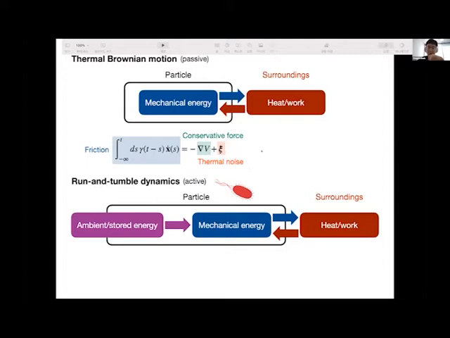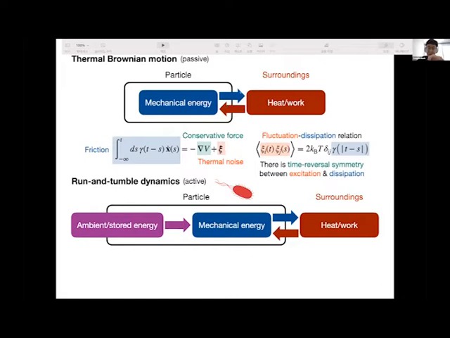The symmetry between these two directions of energy flow is mathematically represented by this fluctuation-dissipation relation. When you calculate the two-point correlation of the thermal noise, you will see that it is connected to the friction kernel multiplied by temperature. So the fluctuation-dissipation relation mathematically represents the time-reversal symmetry between excitation and dissipation of energy of this particle. When there is this symmetry relationship between friction and thermal noise, you can say the particle is passive.